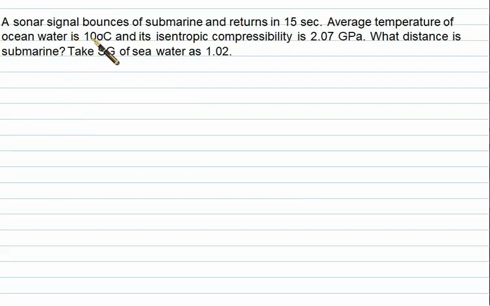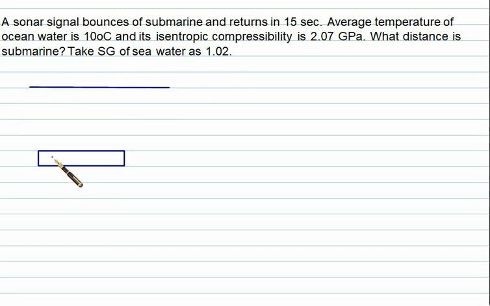A sonar signal bounces off a submarine and returns in 15 seconds. Average temperature of ocean water is 10 degrees Celsius. Its isentropic compressibility is 2.07, which is same as bulk modulus. What is the distance of submarine? Take specific gravity of sea water as 1.02.